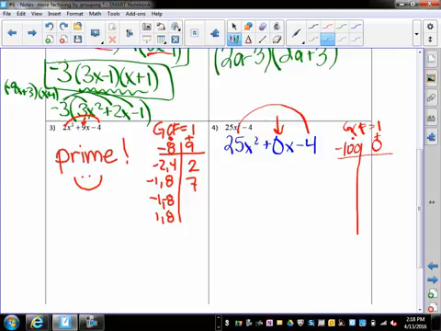Oh wow, this is negative 10 plus 10. Yeah, good. Negative 10 and positive 10.